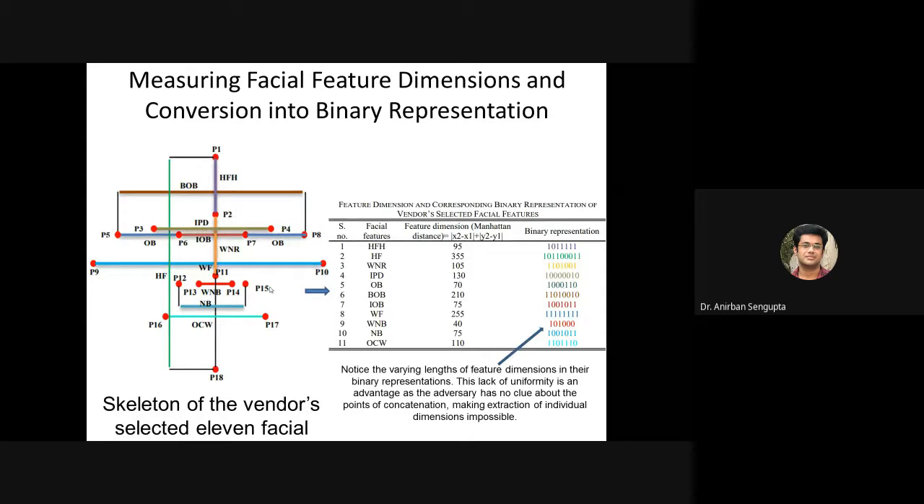By concatenating all the binary representations, we see that we finally have produced a digital template of the skeleton of the facial biometric. We notice the varying lengths of the feature dimensions in the binary representations. This lack of uniformity is actually a very good thing because it produces an advantage as the adversary has no clue about the points of concatenation, making the extraction of the individual dimensions literally impossible.